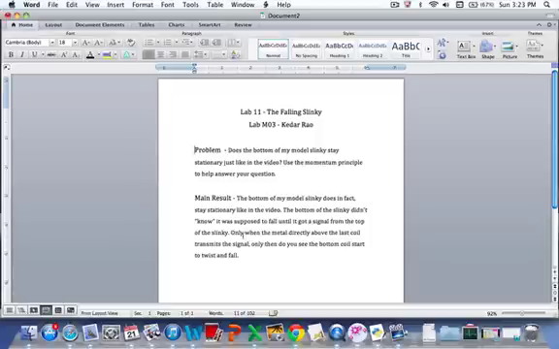Main result: the bottom of my model Slinky does in fact stay stationary just like in the video. This is because the bottom of the Slinky didn't know it was supposed to fall until it got its signal from the top of the Slinky. Only when the metal directly above the last coil transmits the signal do you see the bottom coil with the ball start to twist and fall.